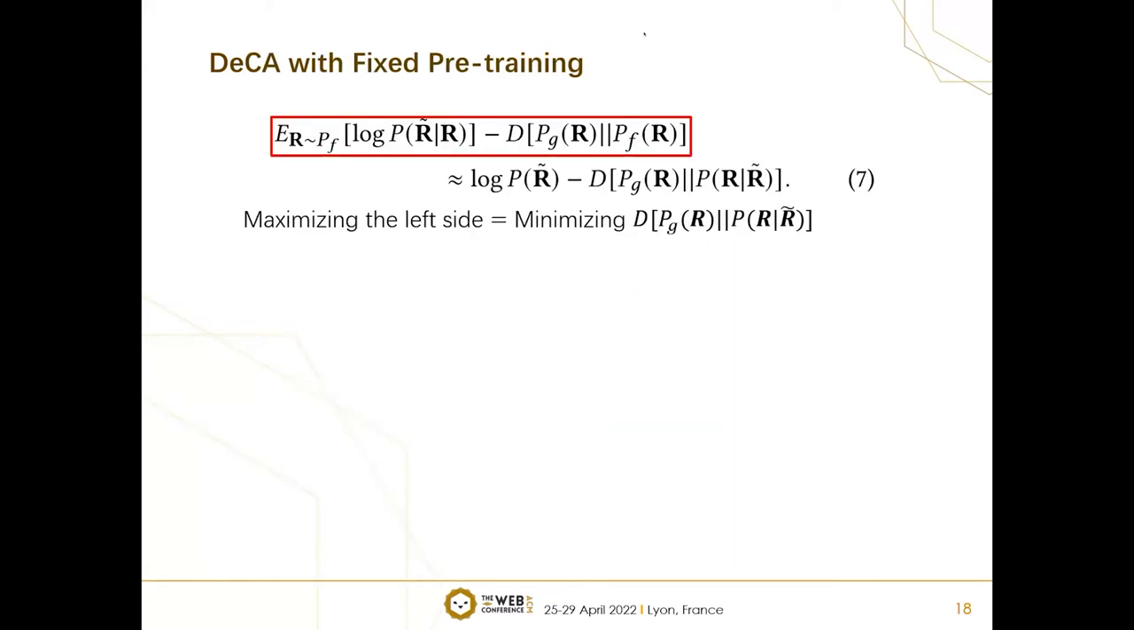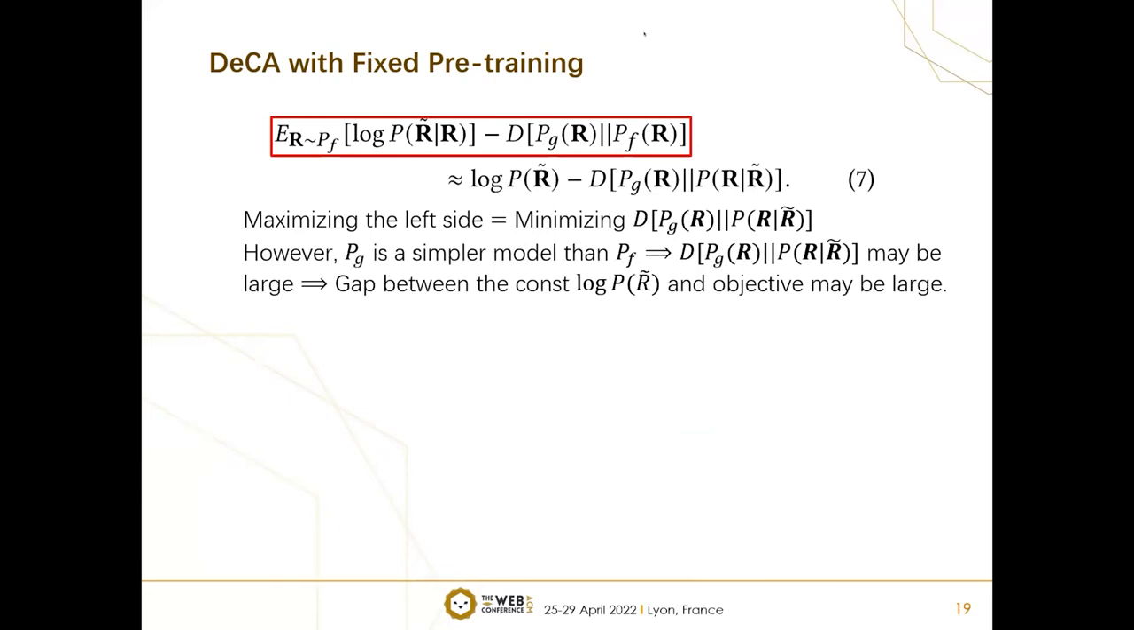Then we copy equation 7 from the last slide. It's obvious that maximizing the left side equals minimizing the KL divergence of the right side. However, PG is a simpler model than PF, which means the KL divergence might be large. Then the gap between the constant log PR tilde and the objective may also be large. This could affect the optimization, since we may fail to maximize the left side just because PG may have limited expressive power.